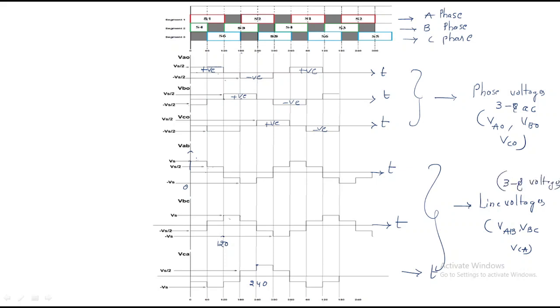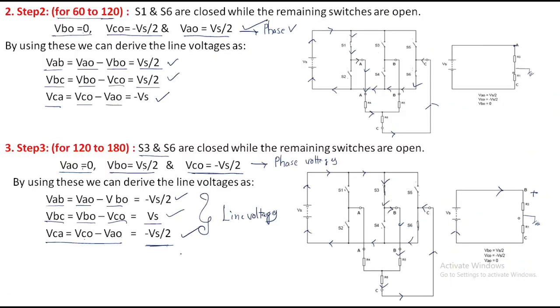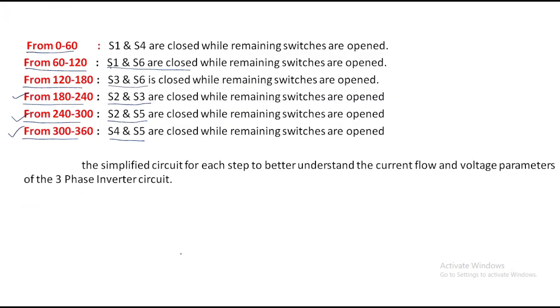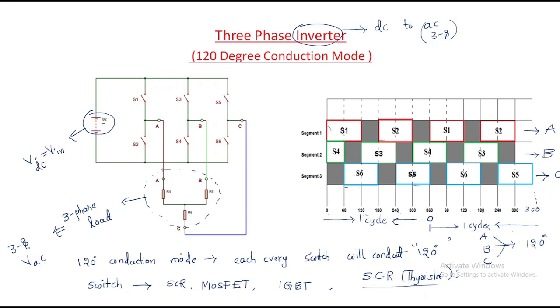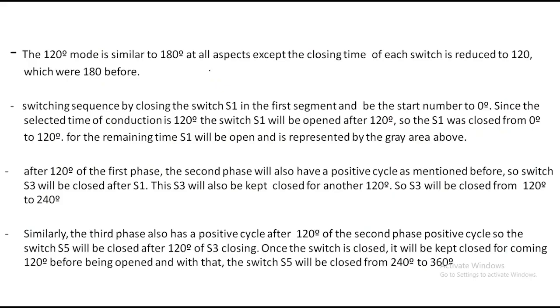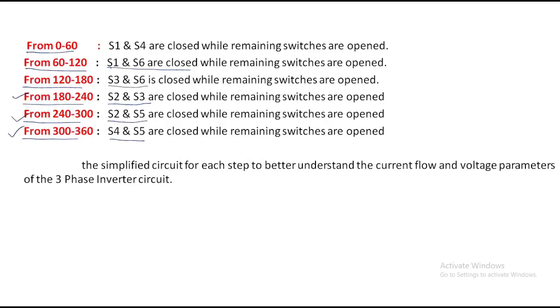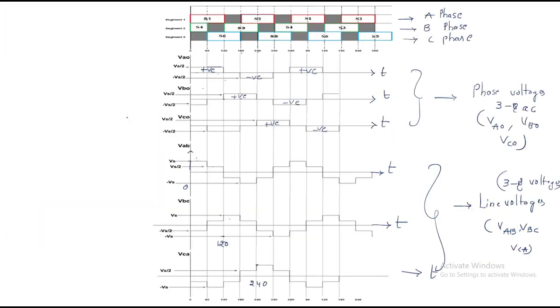How can we define these three phase voltages? Each and every phase must be displaced by 60 degrees, for the phase as well as the line. So this is the three phase inverter in 120 degrees conduction mode. The switching time is nothing but the conduction period. If the switch conducts for 180 degrees, then it becomes 180 degrees conduction mode. Understand?